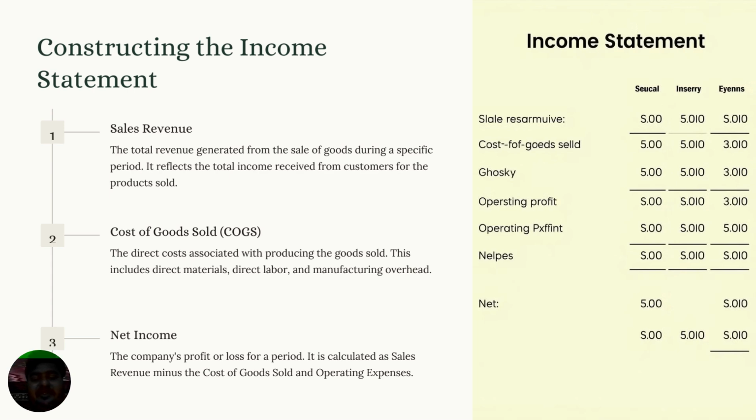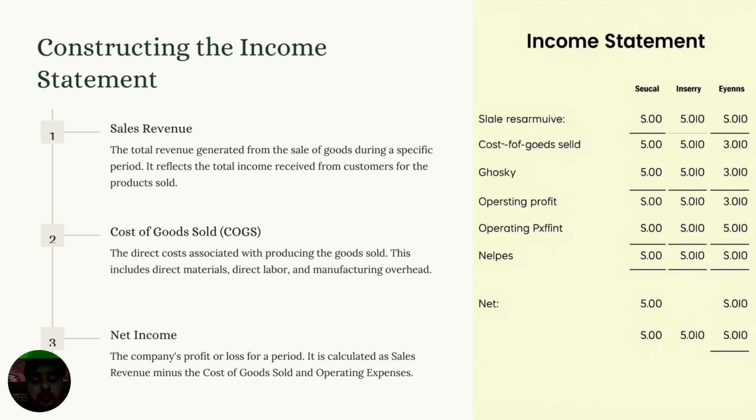Next is constructing the income statement. How can we construct an income statement? Number one point is sales revenue. The sales revenue is the total revenue generated from the sale of goods during a specific period. It reflects the total income received from customers for the product. It means that when we sell the products or services, we generate revenue from the sale of products.